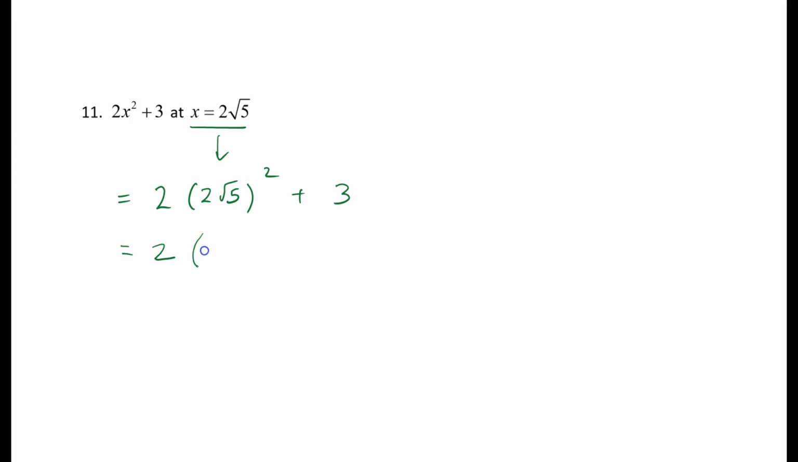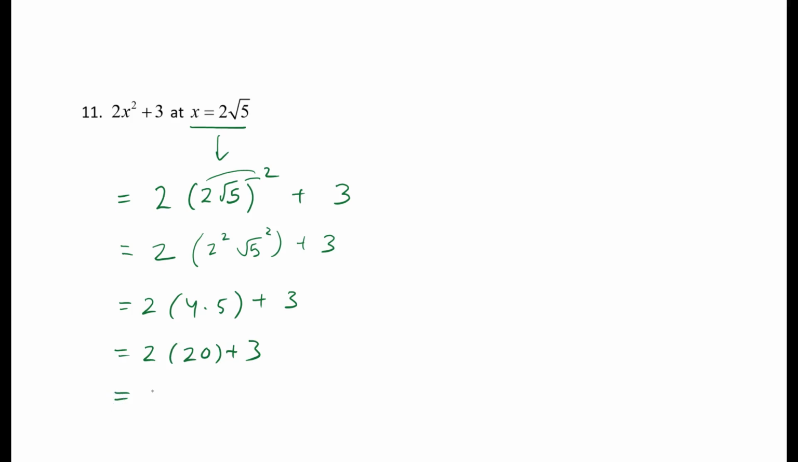And then, so 2 squared is 4. Well, I'll write it like this to make it clear what's going on. I'm basically distributing the squared to both of those. That's the rules of exponents. And then I have 2 times 4 times 5. 2 squared is 4. Square root of 5 squared is just 5. Plus 3. 2 times 20 plus 3. 2 times 20 happens first. 40 plus 3. And we get the simplified answer of 43 when we evaluate at x is 2√5.